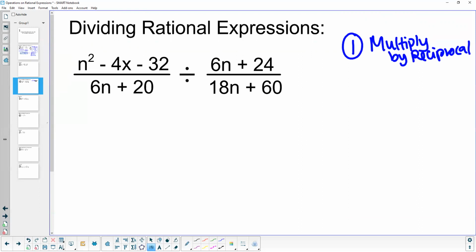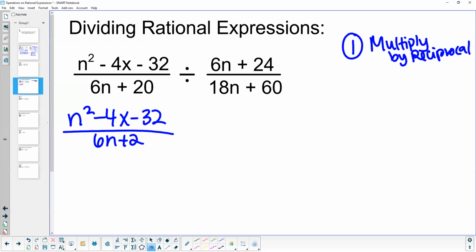So we're going to copy the first one the exact same way that it is. And there are two phrases that people have heard before that go with this idea. Some of them are called keep, change, flip, where we keep our first fraction, we change the sign in the middle, and then we flip our second fraction. The other phrase is flip the action, flip the fraction, where we change our sign and then we change the fraction afterwards. But what we're going to do is keep that first one the same, over 6n plus 20. We're going to change our action to a multiply and then flip our fraction over.